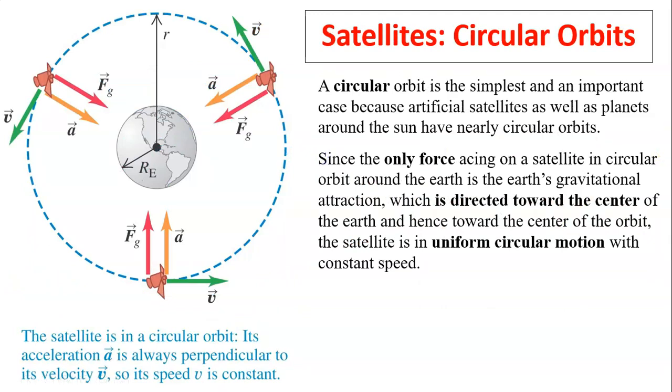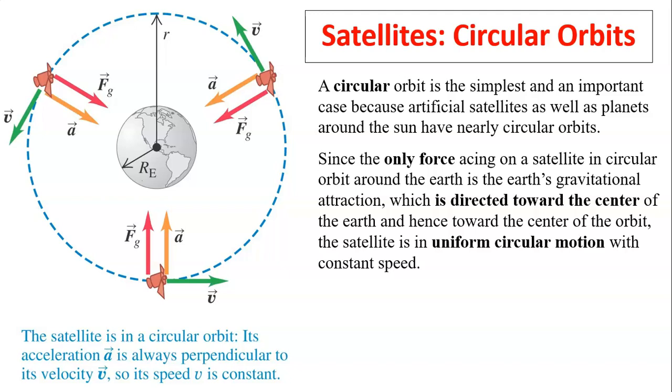Satellites in circular orbits. A circular orbit is the simplest and an important case because artificial satellites as well as planets around the sun have nearly circular orbits. The only force acting on a satellite in a circular orbit around Earth is the Earth's gravitational attraction, which is directed toward the center of the Earth and hence toward the center of the orbit. The satellite is in uniform circular motion with constant speed.